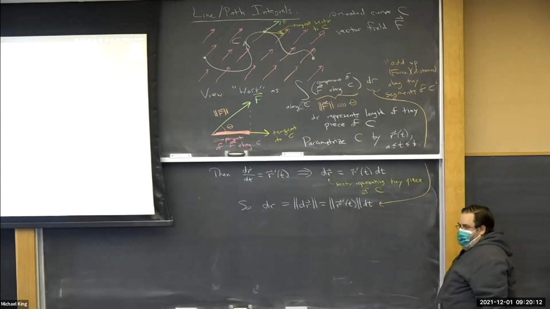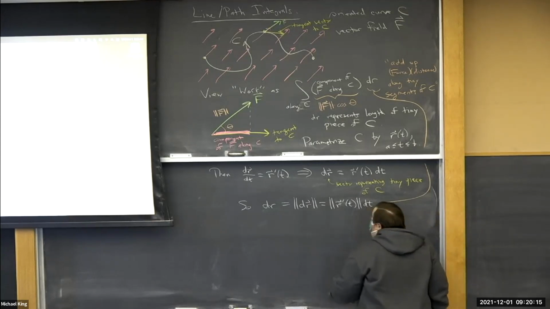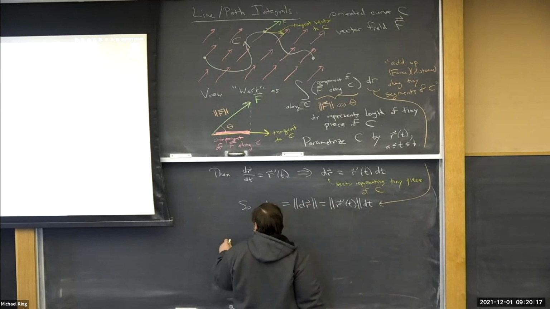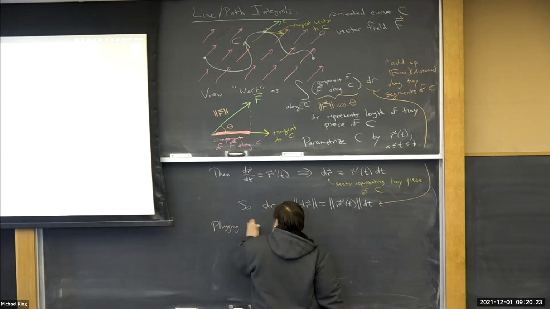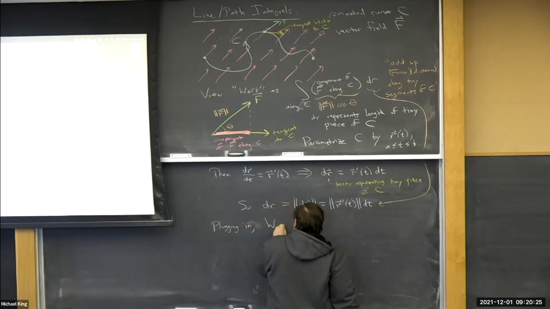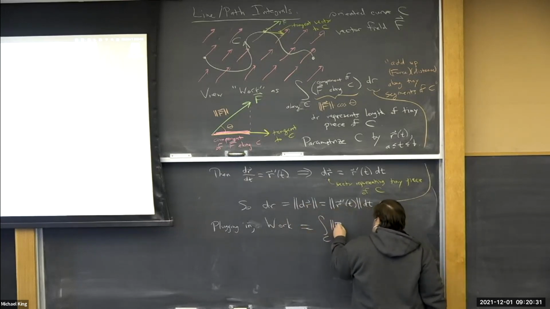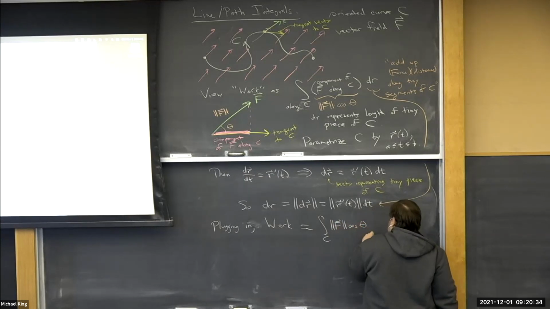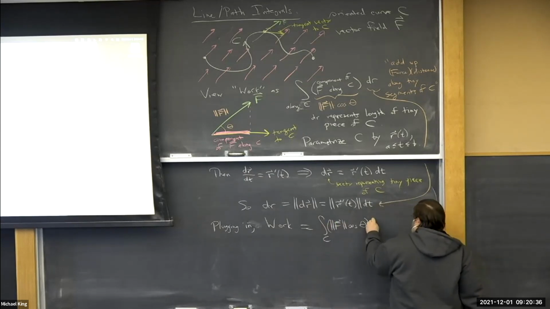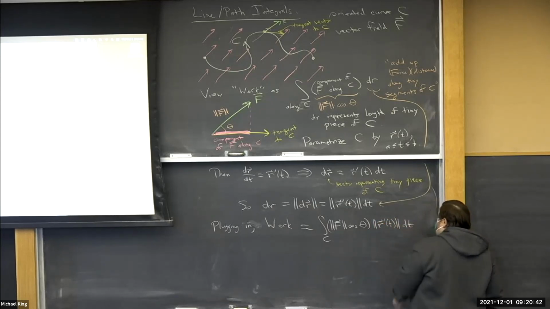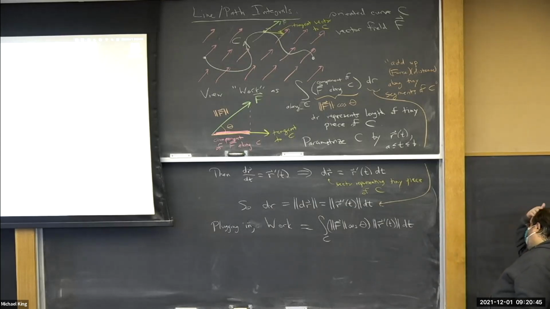So if I plug those both in, because then you're going to see what's going to happen, and it's going to be natural. Plugging in, the work is the integral along C of the magnitude of f cosine theta times the magnitude of r prime of t dt. Right, that looks like a lot maybe, but I'm just plugging in the expressions we found up there, right?